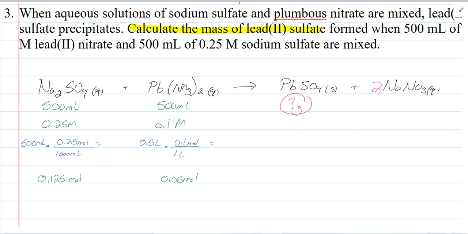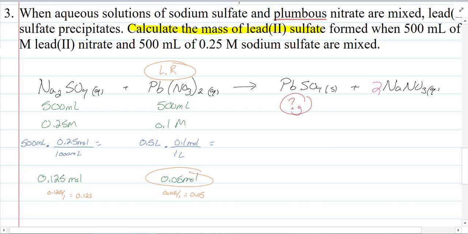The next step is we have to find the limiting reactant now. How do we do that? Well, one of the easiest ways is to take the moles, which I have now, and divide by the coefficient. I used to write that in orange. What are my coefficients here? I'm going to write it out, but the coefficients are 1, aren't they? So 0.125 divided by 1 is 0.125, and 0.05 divided by 1 is 0.05. That means lead 2 nitrate is my limiting reactant.